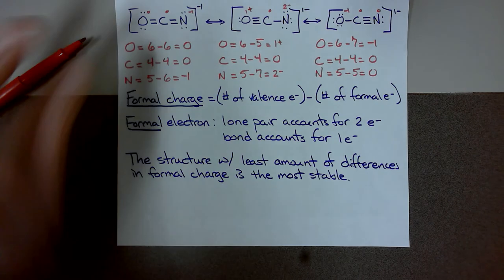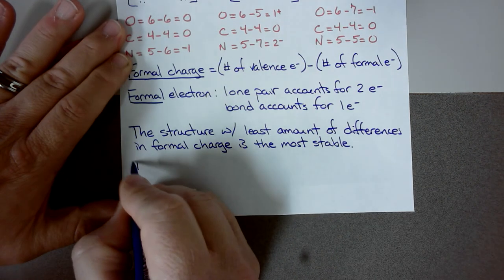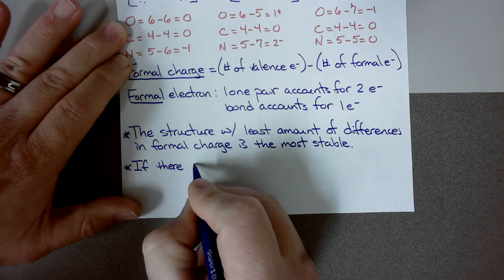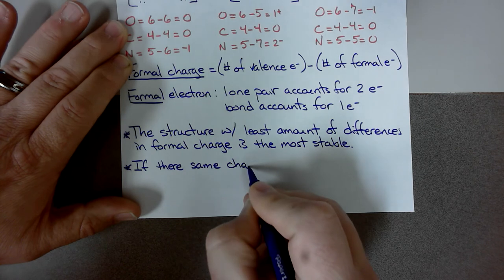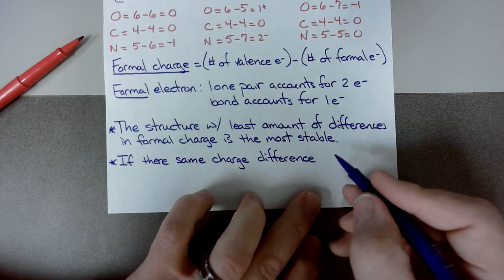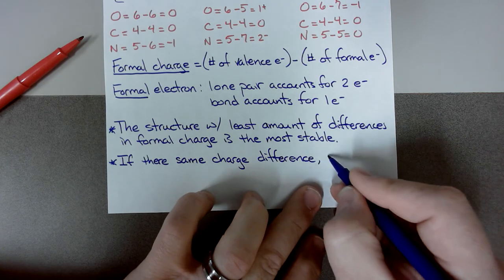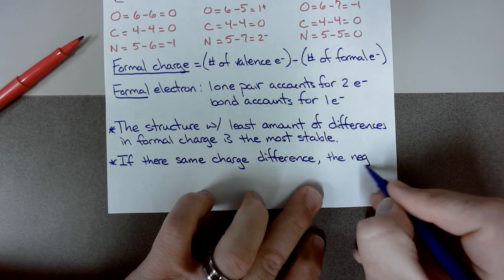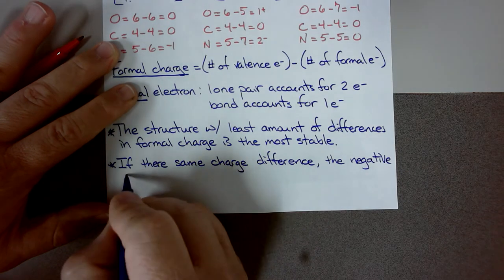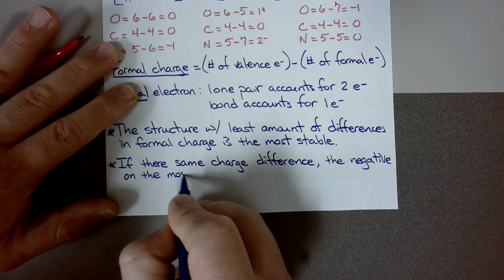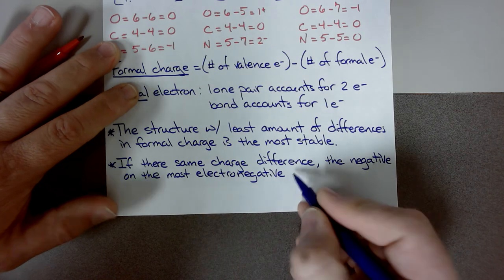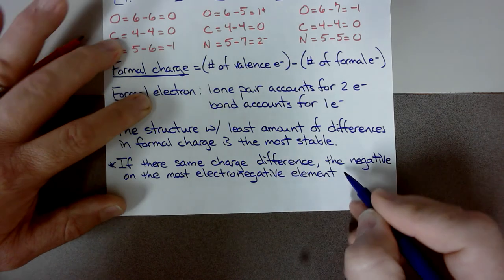So if you have the same charge difference, the negative charge on the most electronegative element will be the most stable.